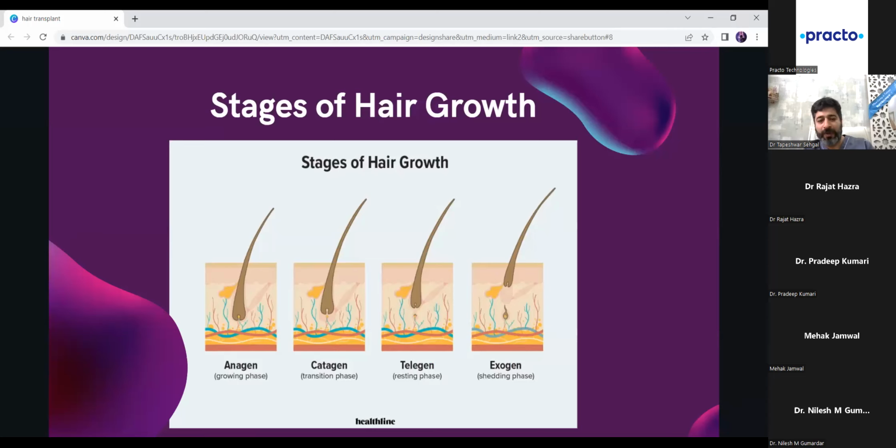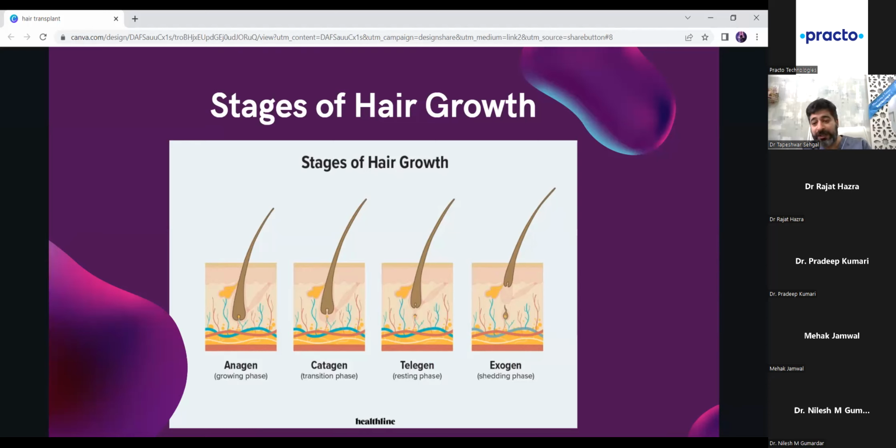Just a pictorial depiction of what this is. The anagen phase is the growing hair. Catagen is the resting phase. The telogen and exogen phases are put together sometimes after the resting phase. This is the shedding phase. Shedding phase is important. When you transplant 5,000 hair, up to 30% of those hair will shed. So this also the patient will need to know.